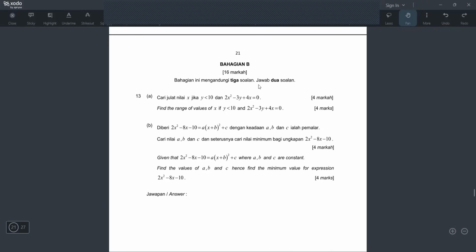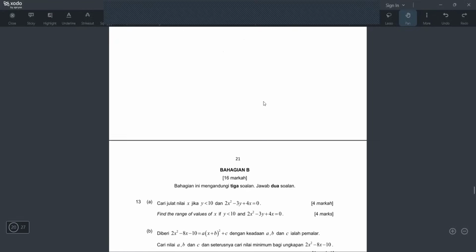This section contains 3 questions, answer 2 questions. So it will be 13, 14, 15, right? But I will answer all of them. I will not choose 2 questions. But in the exam, you only choose 2 questions. Don't waste your time, right? Unless you are already confident, then you do 3 questions. But since I'm doing this video for revision purposes, I will do all 3 questions.